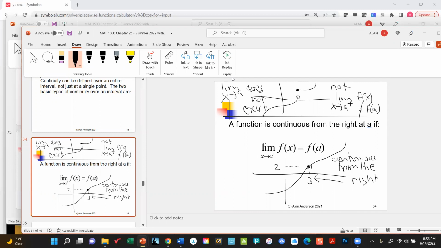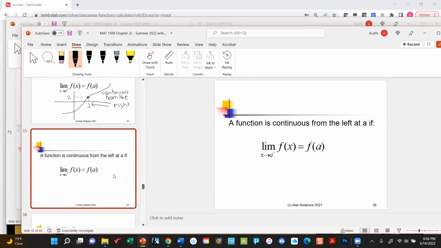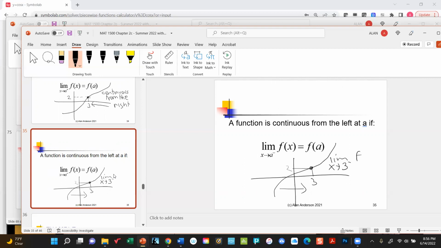Okay. Then we also, of course, can have continuous from the left. So as x approaches from the left, we get to this point: the limit as x approaches 3 from the left is 2. Well, we also know that f of 3 is also 2. Therefore, the function is continuous from the left.